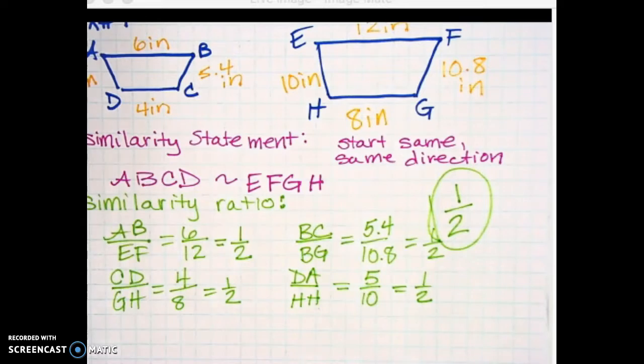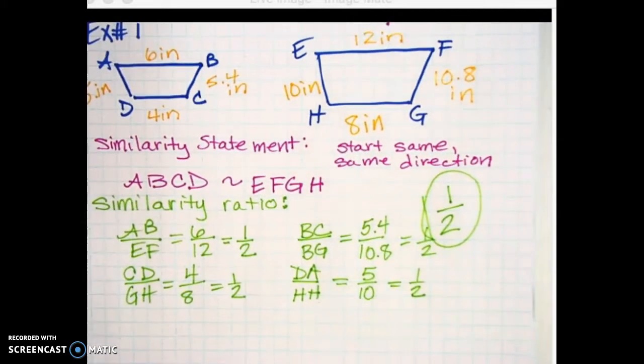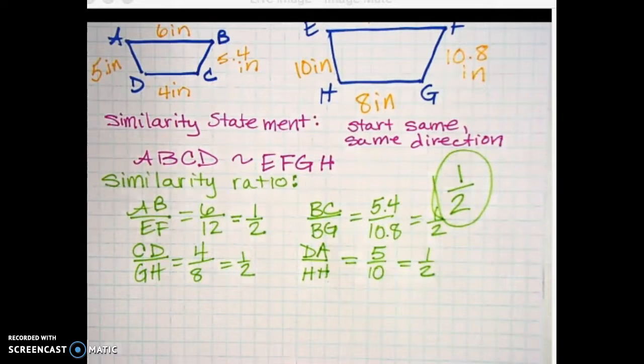And you have to check all of them. All of the sides have to have the same similarity ratio. Yes? You put BG instead of FG, yeah.